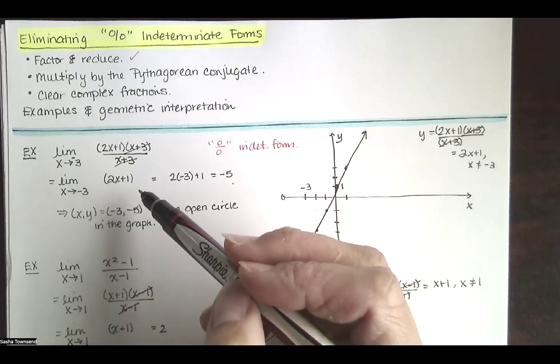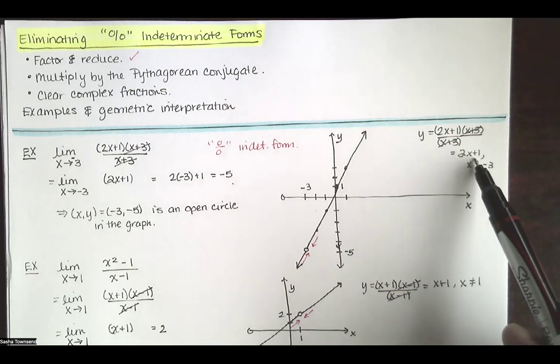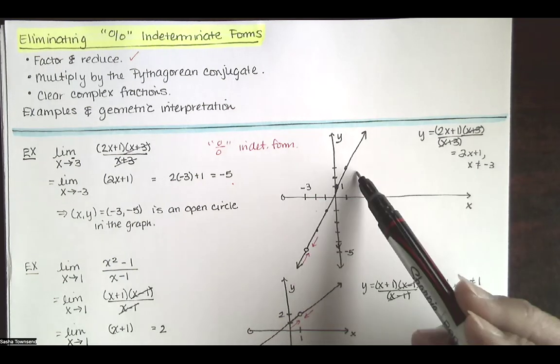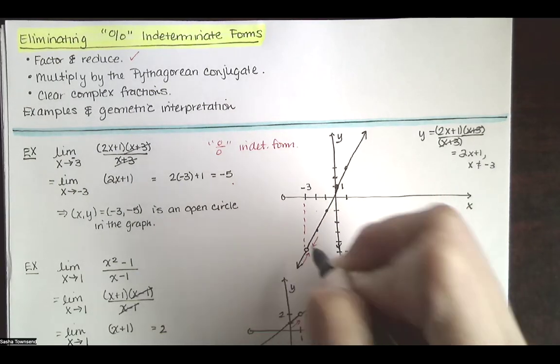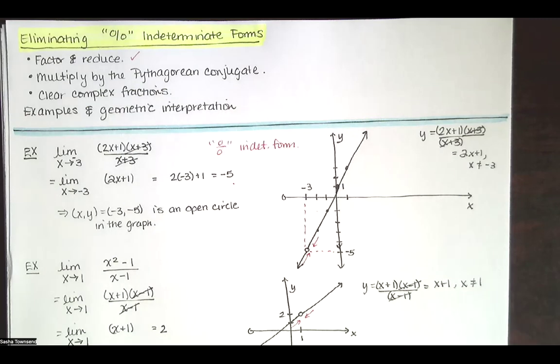And the graph is going to look like this. Y is equal to this function, which is the same as that linear function, as long as x is not equal to -3. So you're just going to graph the line. Just make sure that you put an open circle on the graph at x equals -3, y equals -5.